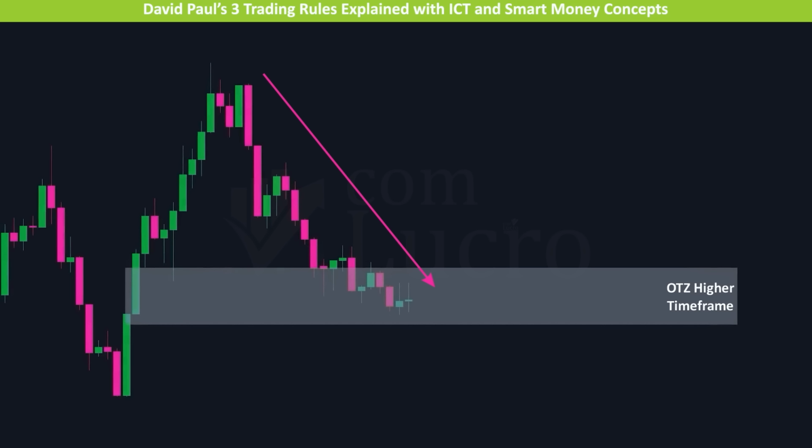However, on the lower time frame, this same pullback may appear as a short-term downtrend. Our objective then is to identify signals that show this lower time frame downtrend is coming to an end, allowing us to enter a long trade in alignment with the dominant bullish direction of the higher time frame. When we observe a clear change of character, it provides a valid signal to consider a long entry.